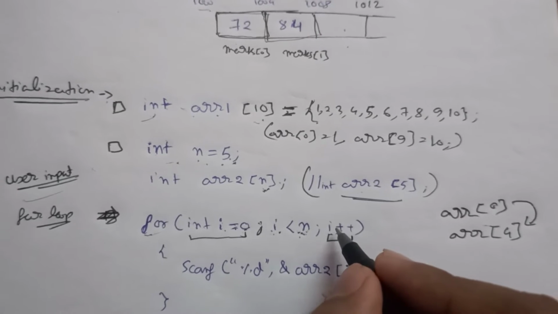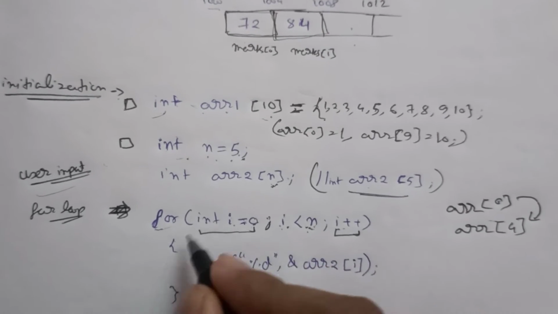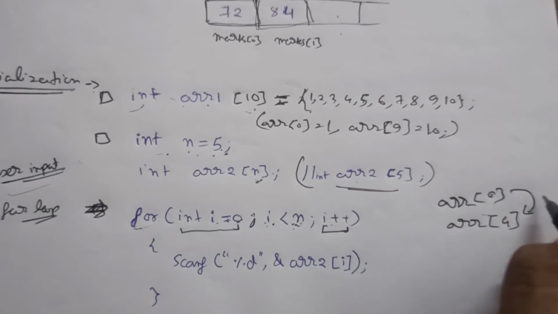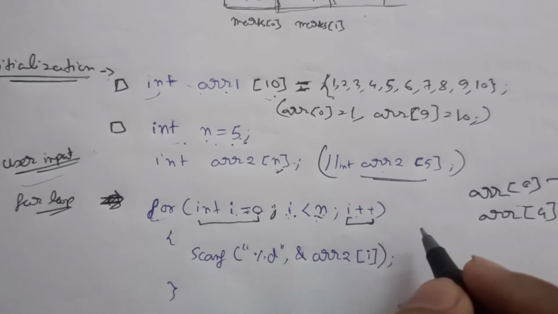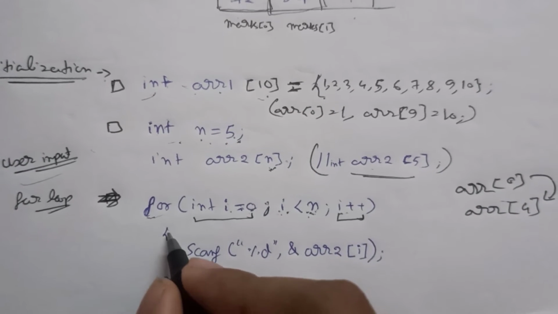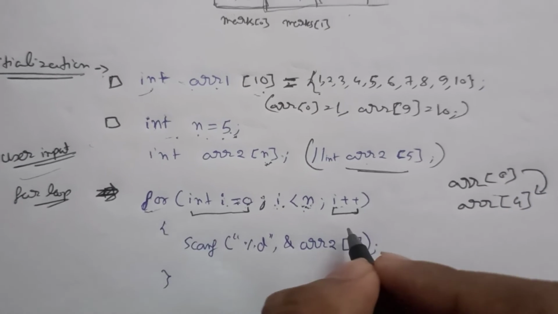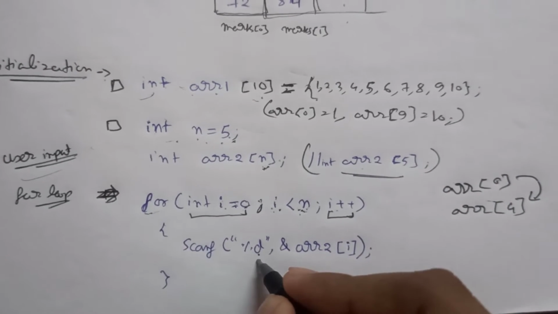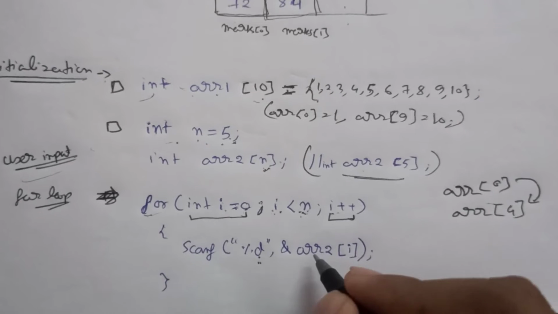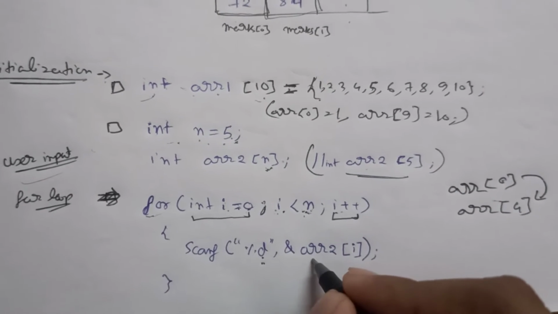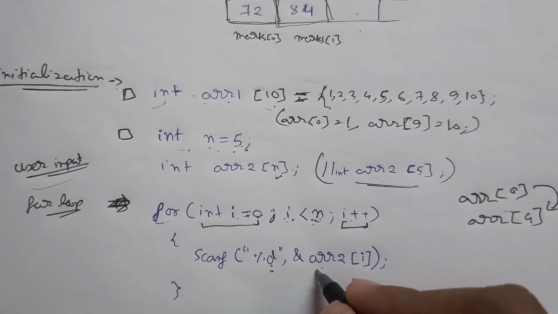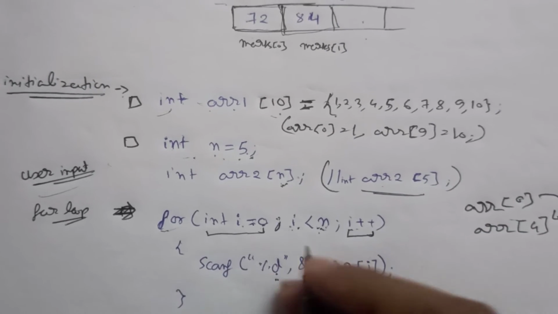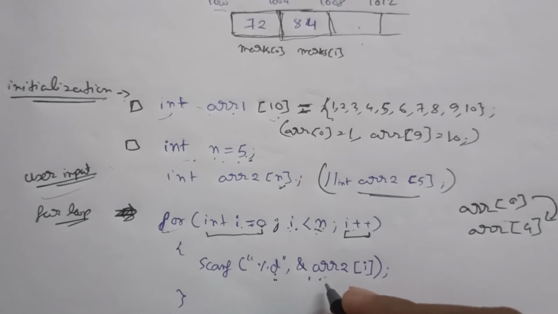i plus plus means that i will be increasing by 1 after every loop. So this will go from array of 0 to array of 4, one at a time. We are doing only one statement inside this for loop, that is scanning the value from the user. Percentage d is used for scanning integer values, and we are giving the address of array of i. At the initial time i is 0, so it is the address of the first array variable.